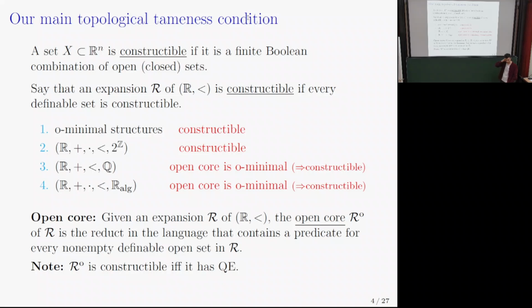Do we have any example of an NIP expansion of the reals whose open core is not minimal? Yes, there's all of these that are NIP. So number 2 there. That's NIP, and it defines a discrete infinite set, so it's not minimal. The open core is minimal in 3 and 4. But in number 2, the discrete set is constructible. Every discrete set is constructible, so its open core is itself, and it's not minimal.